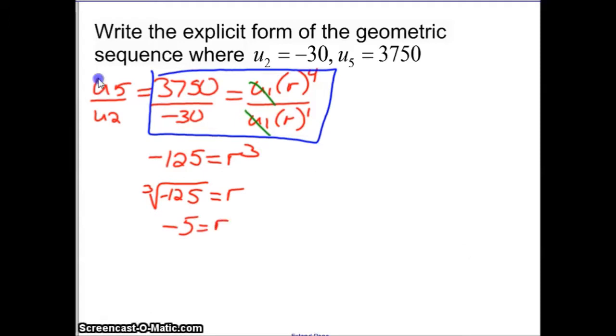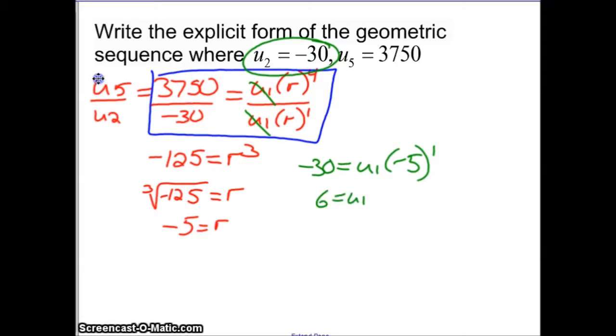All right, so I know my common ratio. Now I'm going to take the smaller term and solve for u sub 1. I'm taking this term, plugging that into the formula for the explicit form of a geometric sequence. So I've got the term is negative 30 equals u sub 1 times the common ratio, negative 5, to the power of 2 minus 1, which is 1. Okay? So if I divide, I can find my u sub 1. Negative 30 divided by negative 5 is 6.